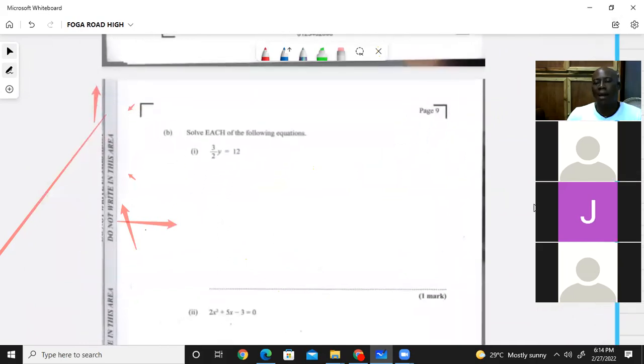All right, let's look at that one. It's still under the world of solving. So it says 3/2y is equal to 12.